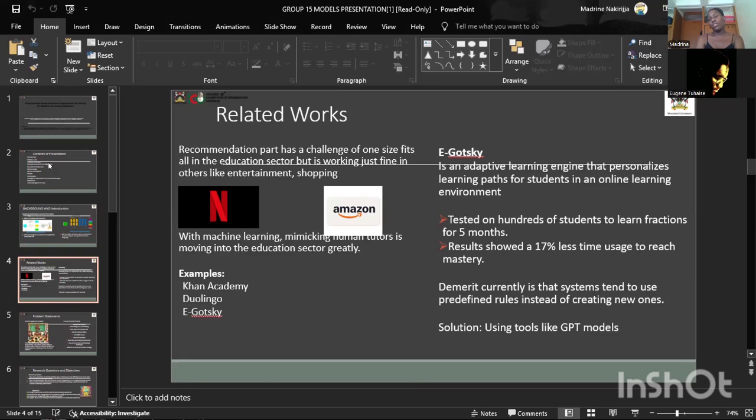The solution we found when reading through the different works is that when you use GPT models, they also incorporate natural language processing and natural language understanding. They understand what the student is actually saying and give recommendations that are not predefined, but rather are brought up from the context of the different students.